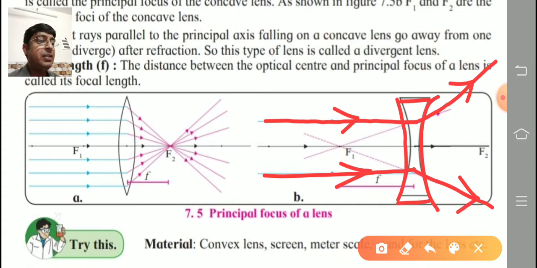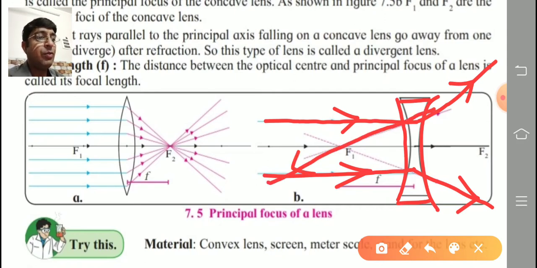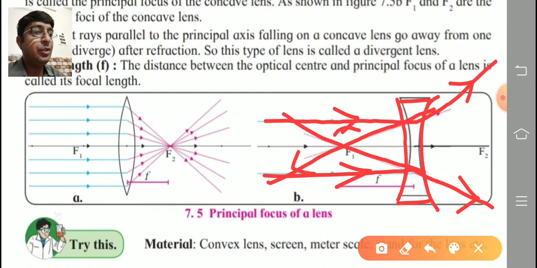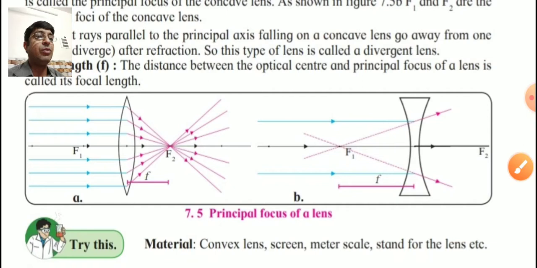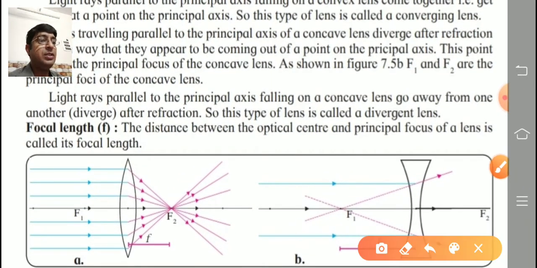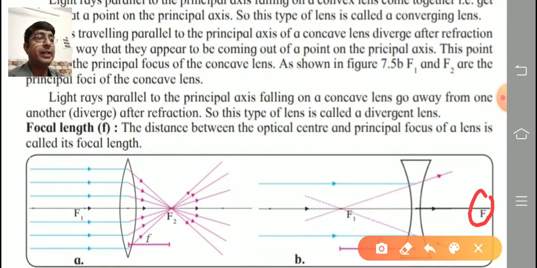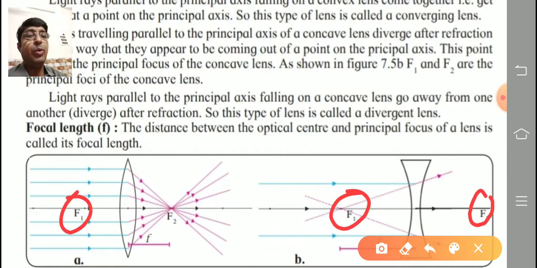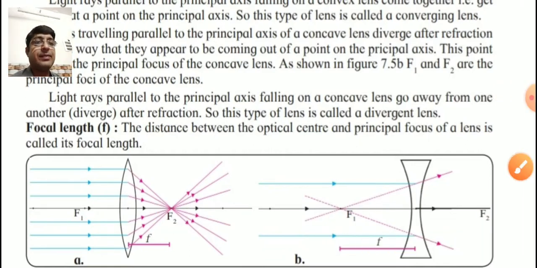They never come close to each other. They diverge from each other. They move away from each other. So we extend them in a backward direction. What happened? They appear to meet at a single point. That point is called the principal focus of what? Concave lens. So on both sides, there are two focus points in both lenses.